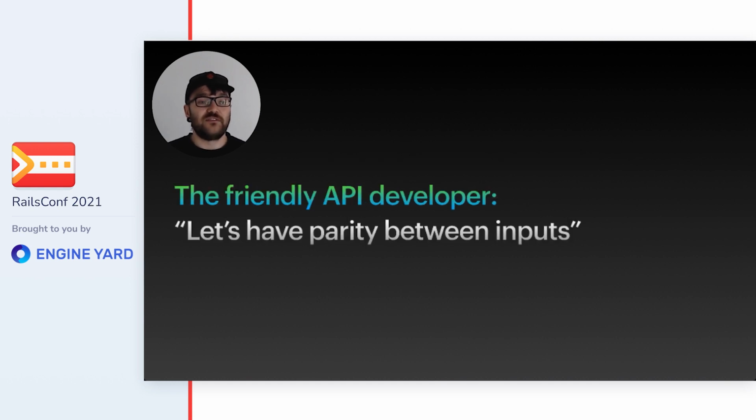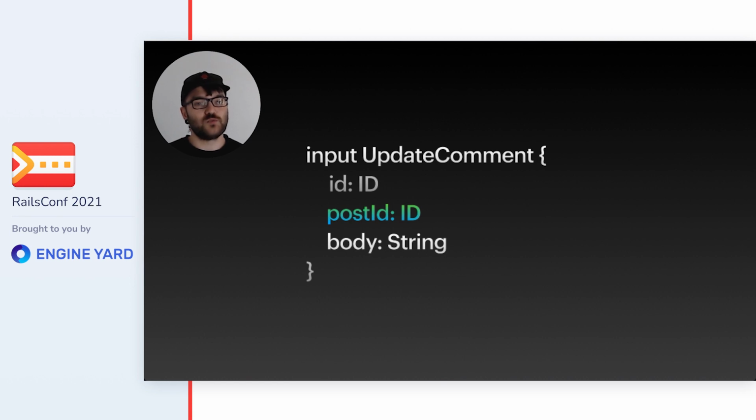Now, the friendly API developer might say, let's just have parity between inputs. Whatever we exposed on the create comment, let's expose it on the update comment as well. Well, now we have the ID of the comment that is actually getting updated. We got the post ID and the body. But all that we ever needed was an ID and a body. And I've seen this done many, many times, and it really doesn't make a lot of sense.